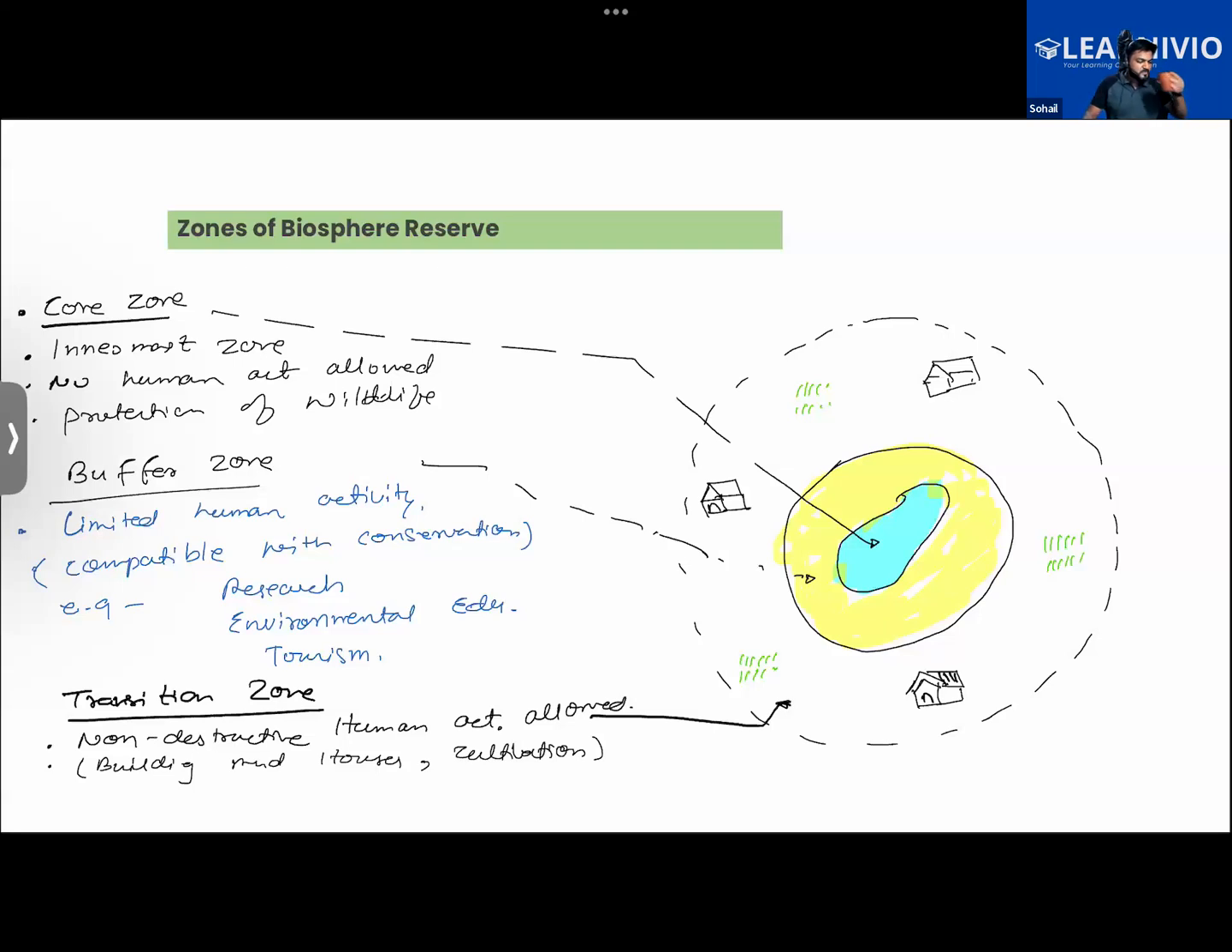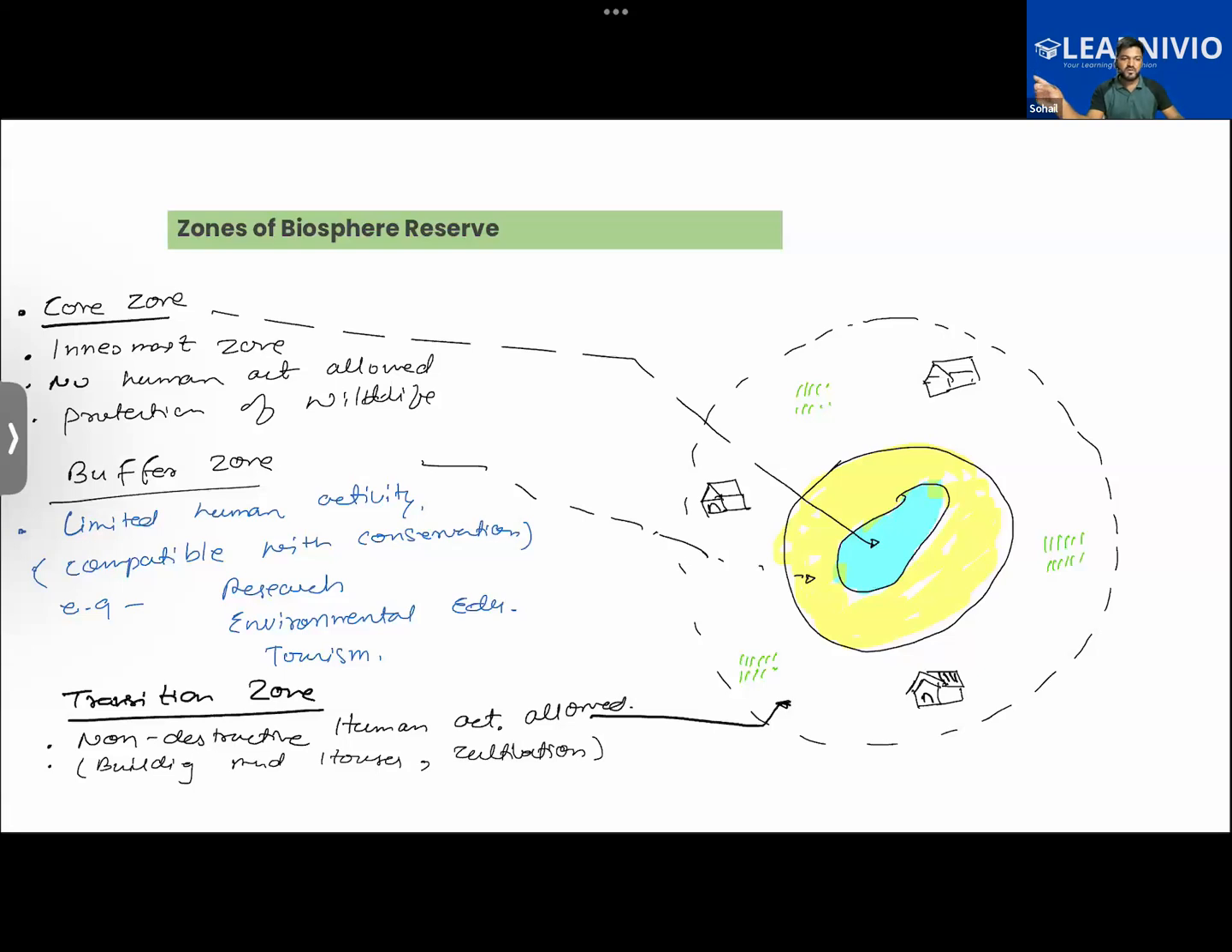Okay, what about the middle zone, will any human activity be allowed? Yes, sir, but not that much. Limited human activity, and those which are compatible with conservation, which will not disturb the conservation of animals and plants. For example, what kind of activity? Sir, research. For research purposes, and limited tourism will be allowed. Yeah, for environmental education purposes, it will be allowed, right?